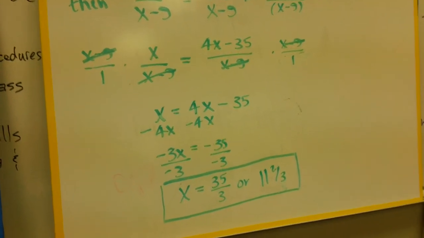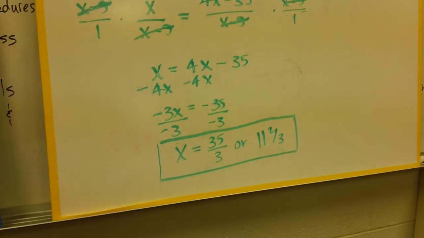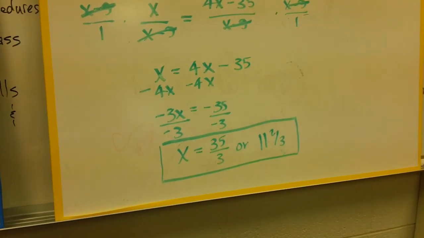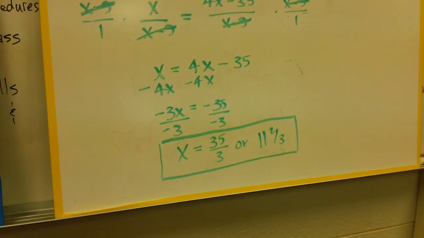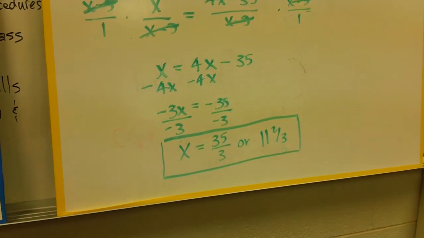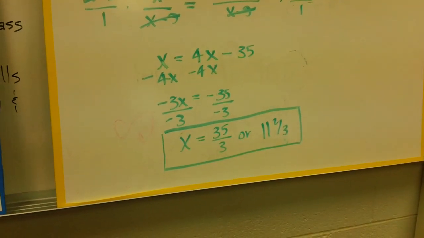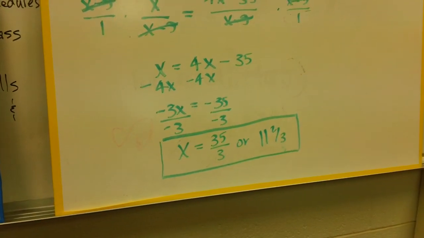And finally, once you get that, you just basically work your way across. You remove the negative 3 by dividing on both sides. Then you get x equals 25 over 3, or 11 and 2 thirds.